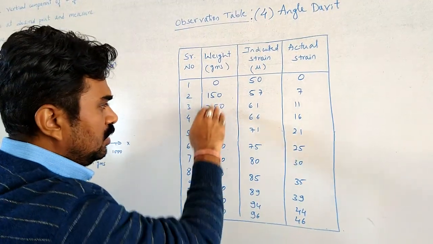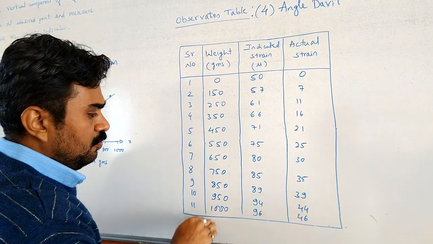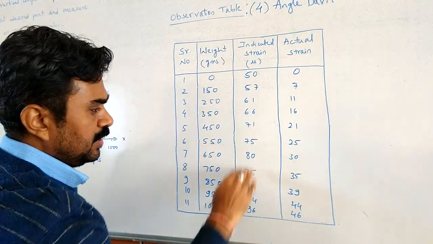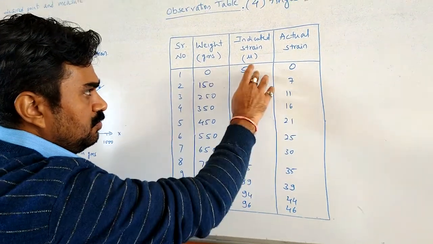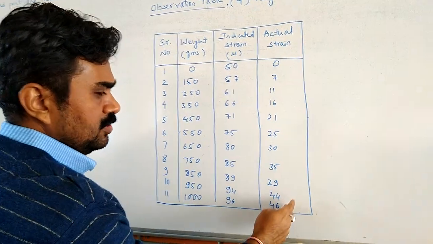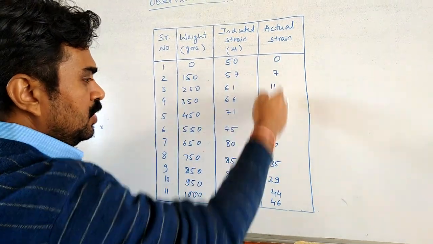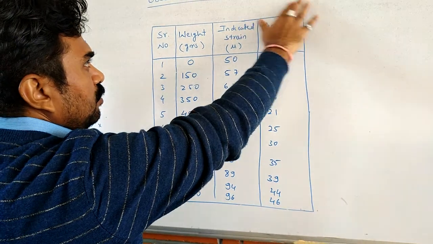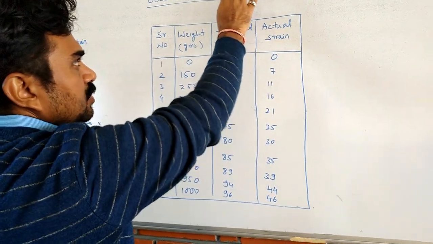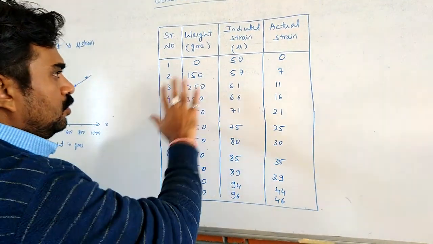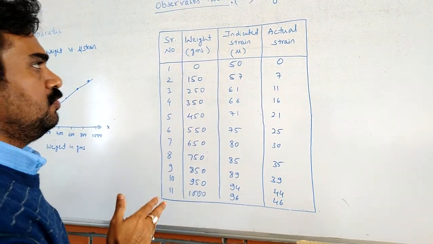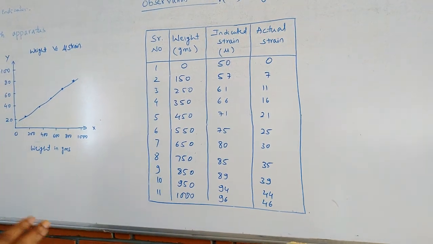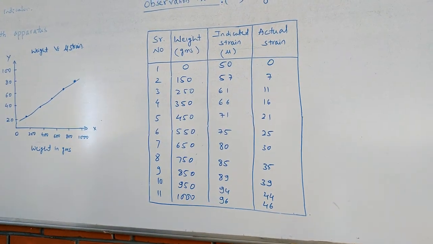Like this, we will add weights to the beam, get the indicated strain, and subtract 50 to get the actual strain in microns. So these are the readings. We have taken this only for the angle debate, that is number 1. Like this we have to conduct the experiment for the different curved debates like the circular ring, curve debate, quadrant and semicircle.